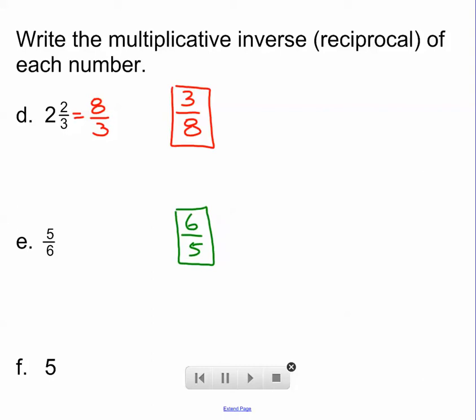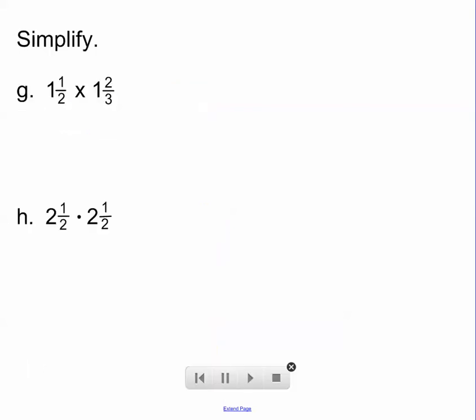And I believe this something, a whole number was in the previous lesson too. The reciprocal of 5 is 1/5, because 5 is like 5 over 1, so flip it upside down, 1/5. So really D is the main new thing here. You wouldn't just tell me the reciprocal is 2 3/2. That would be very incorrect.